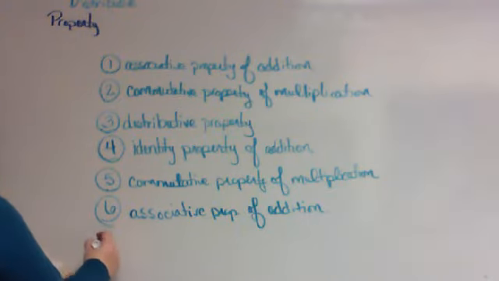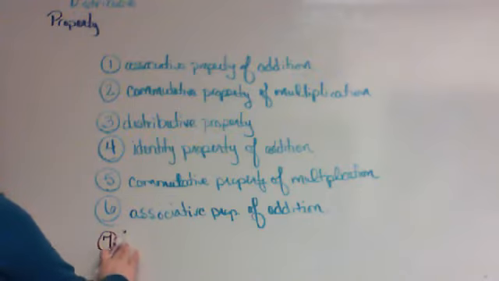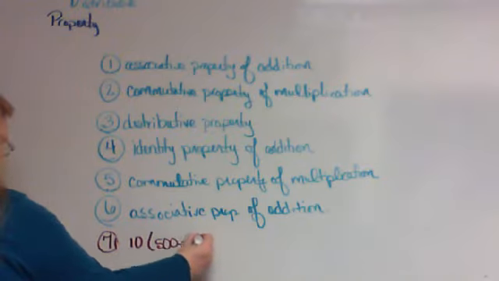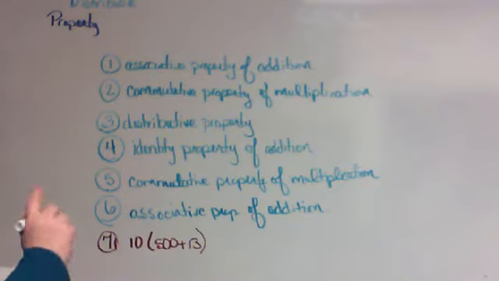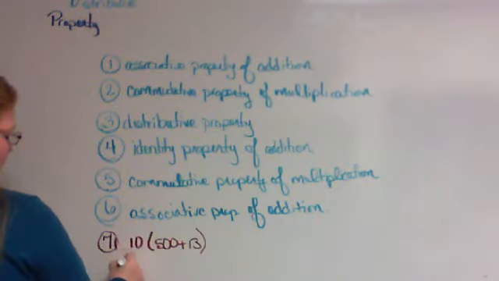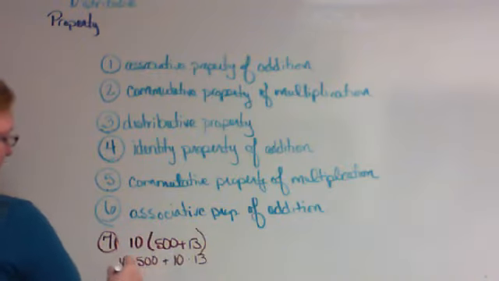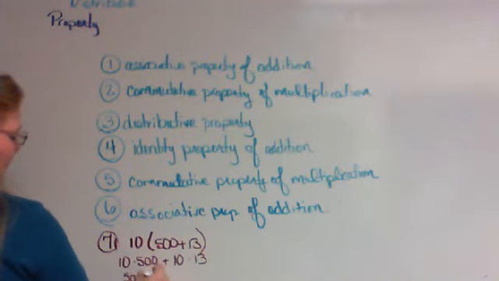For problem number 7, when you are simplifying using the distributive property, that means they want you to do your distribution first. So that's 10 times 500 plus 10 times 13. So that would be 5,000 plus 130, so that's 5,130.